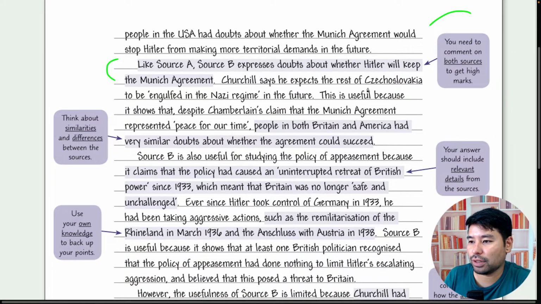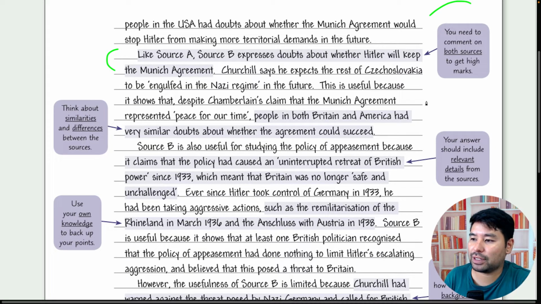Moving on. Churchill says he expects the rest of Czechoslovakia to be engulfed in the Nazi regime in the future. This is useful because it shows that despite Chamberlain's claim that the Munich Agreement represented peace for our time, people in both Britain and America had very similar doubts about whether the agreement could succeed.